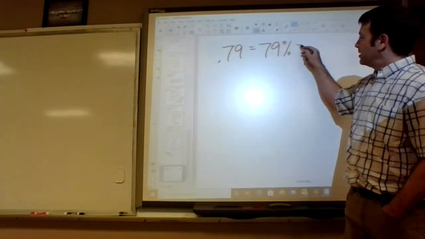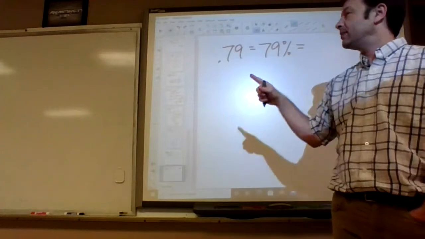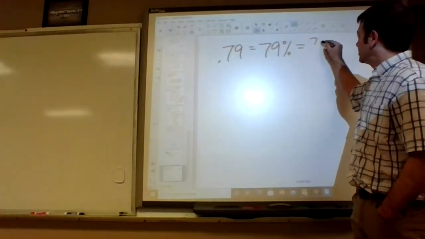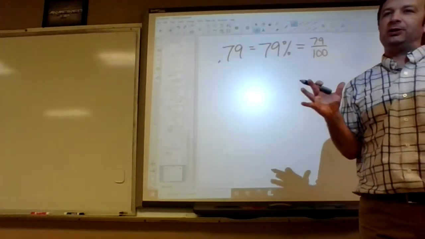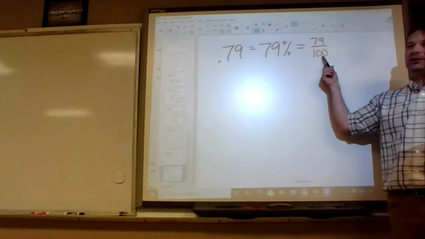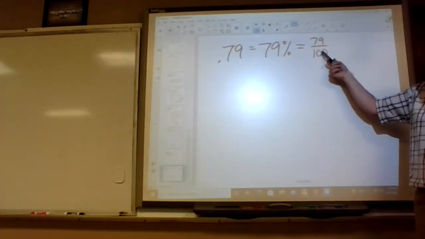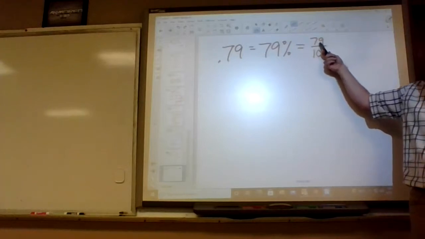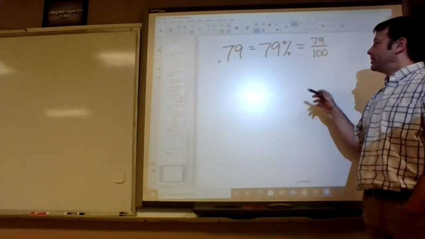Okay. How do I write it as a fraction? 79 over 100. Right. If the fraction reduces, you need to reduce it. The only thing that goes into 100 is like 2 and 5. But if 2 and 5 don't go into this, it's not going to do anything. 79 is prime.